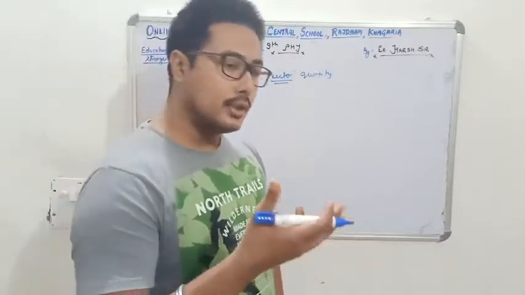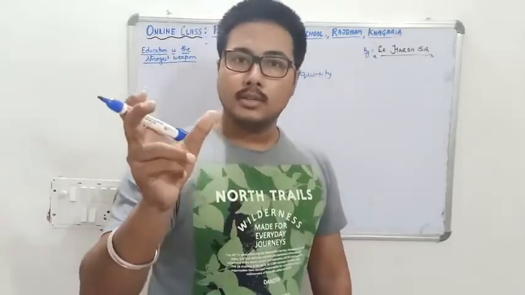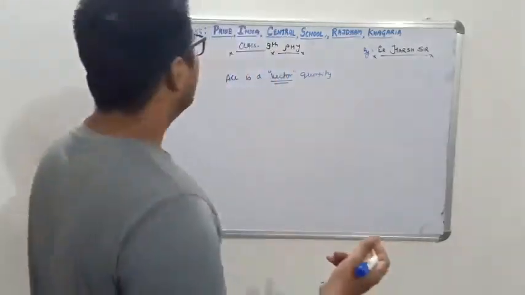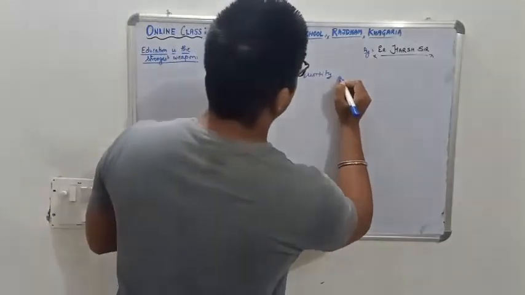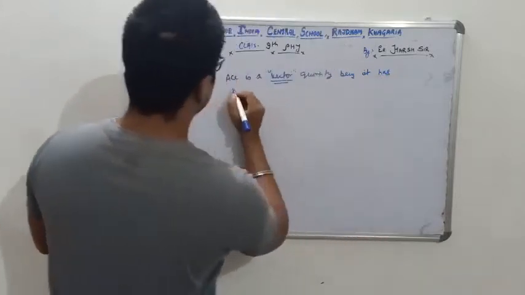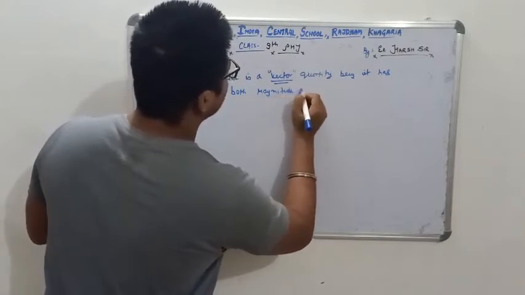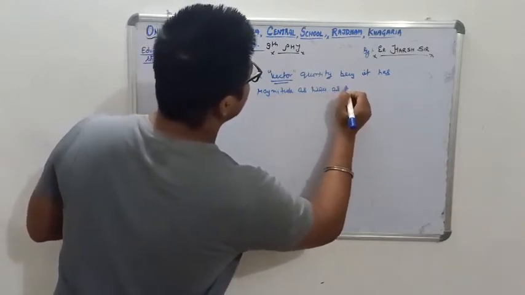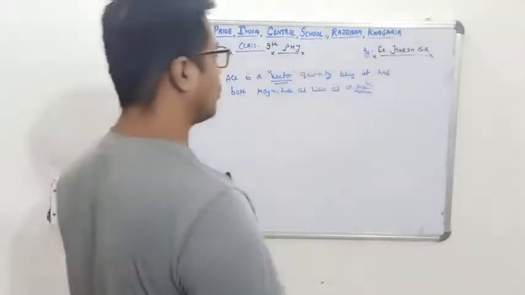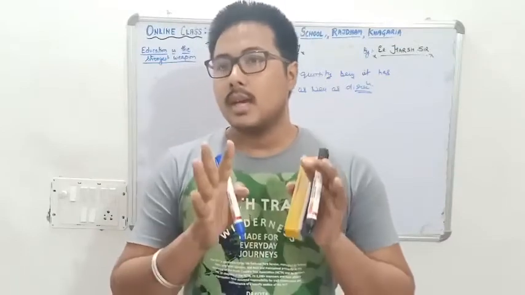Velocity is distance travelled in a particular direction. Therefore when velocity comes into acceleration, direction automatically comes in, and when direction comes in, it means it is a vector quantity. So acceleration is a vector quantity because it has both magnitude as well as direction.